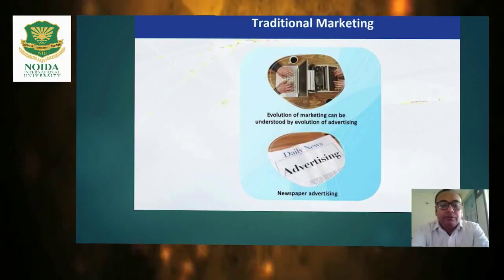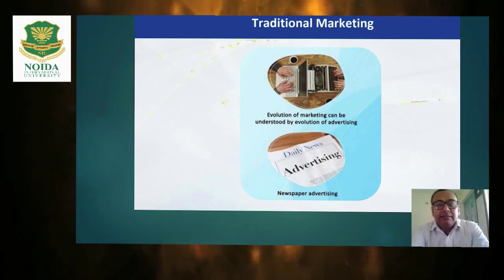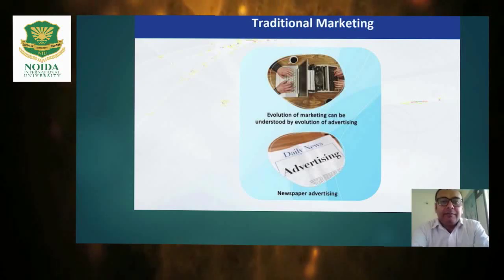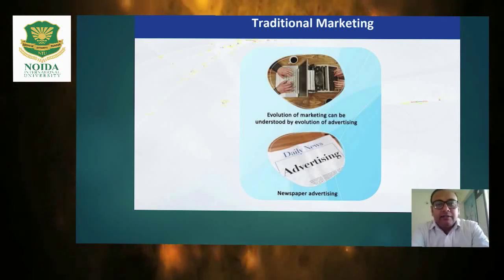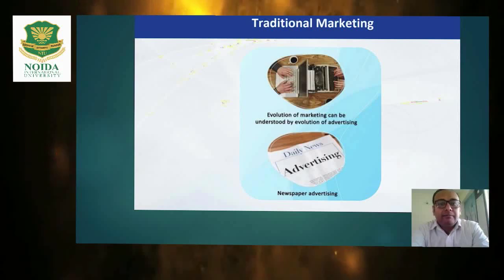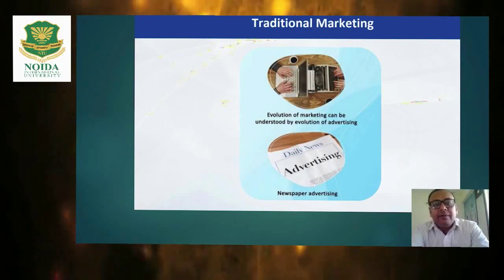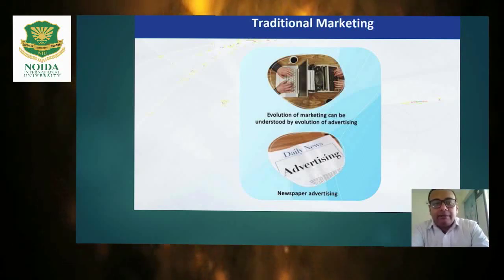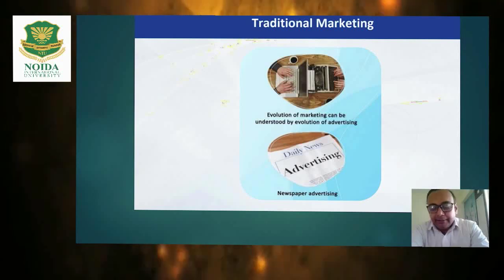As you all know, traditional marketing consists of those things which mainly constitute print media, electronic media, and other channels which were used in the past. The evolution of marketing can be understood by the evolution of advertising. And advertising, as you all know, is an activity which deals with giving information to the public.